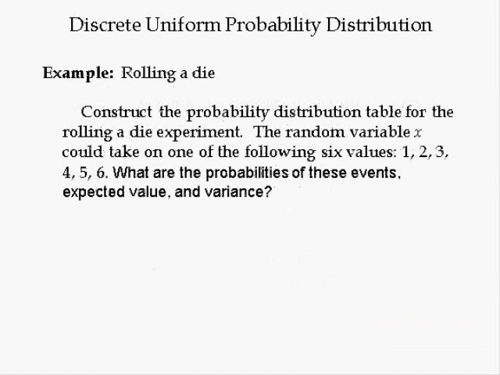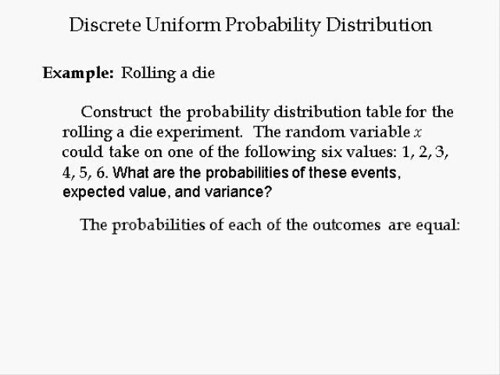In this example, we construct a probability distribution for the rolling of a die. The random variable x can take on one of the following values: 1, 2, 3, 4, 5, or 6. Because a typical die has 6 sides, with these values on each side, what are the probabilities of these events? What is the expected value and variance of this random variable?